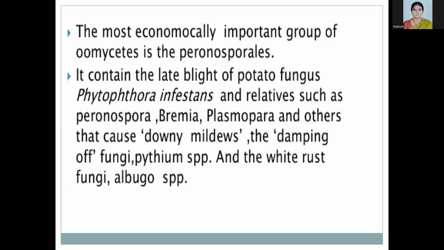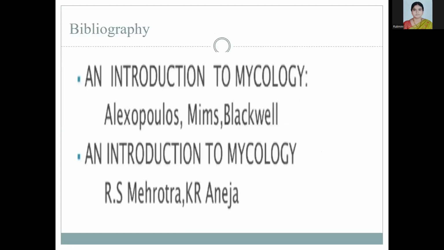Some other genera also cause diseases. Those members are Peronospora, Bremia, Plasmopara. These will cause downy mildew diseases. Damping off disease is caused by Pythium species. And white rust disease is caused by Albugo. These are the diseases caused by these oomycetes members.